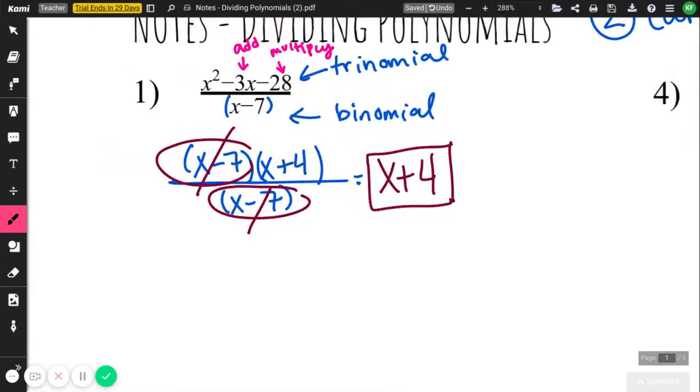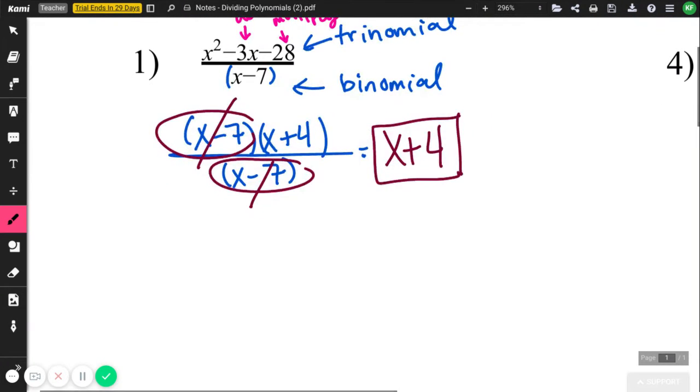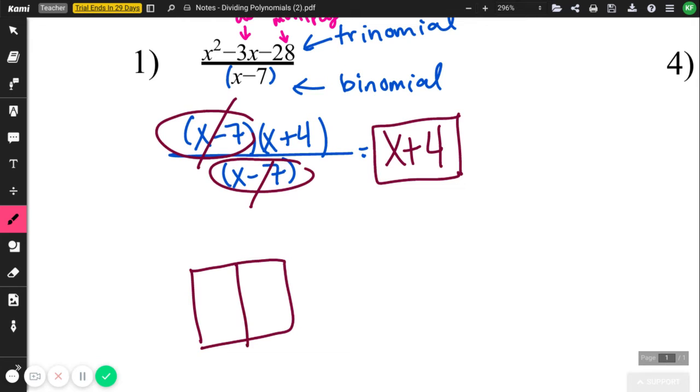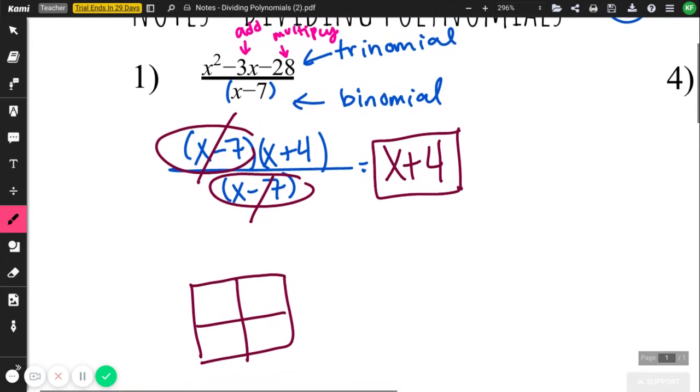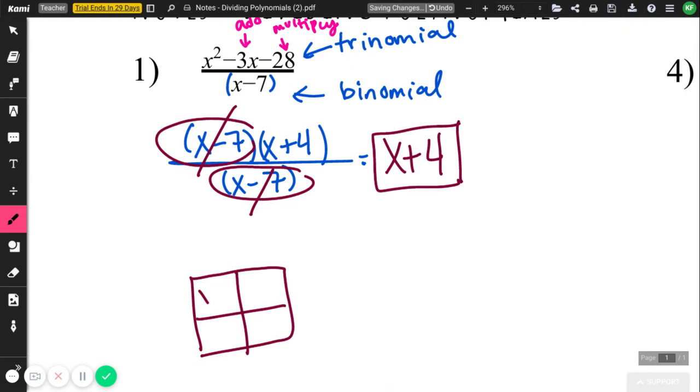Now I'm going to show you using this example again because I want to leave some of these blank so you can practice. I'm going to show you how the box, if you need to use the box, can actually be super helpful for dividing. So I'm going to draw my box here, and I'm going to start to fill it out just like we normally would to factor that numerator. So I would put x squared first. I would put -28 here.